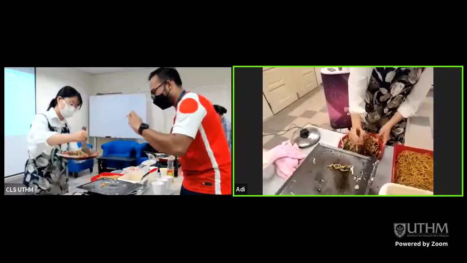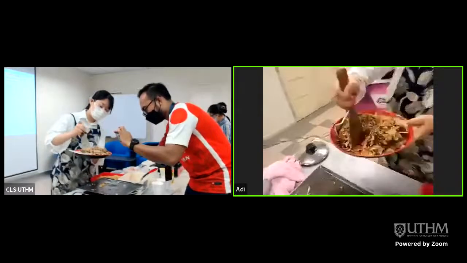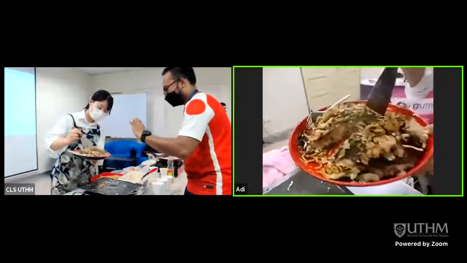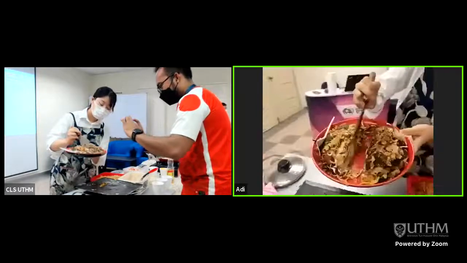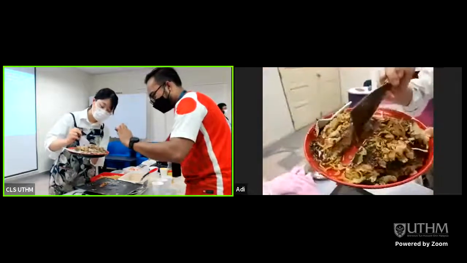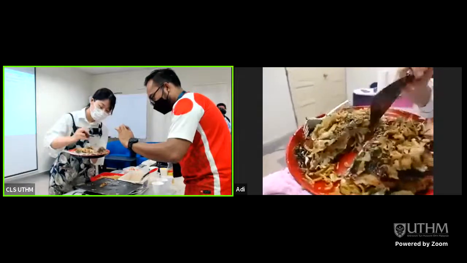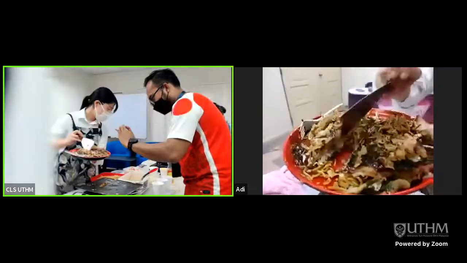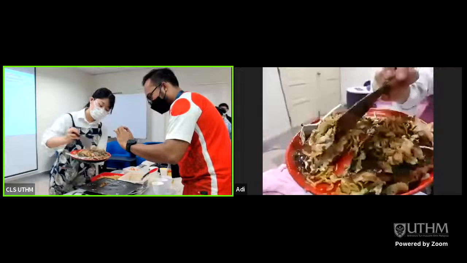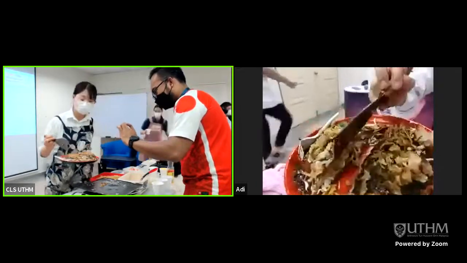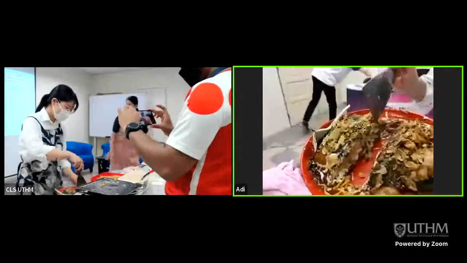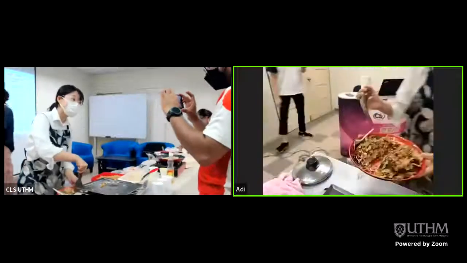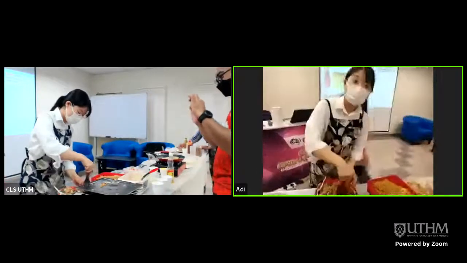Got it? Yeah. Nice. Nice. Egg. This one is egg, and then noodle, cabbage. This one is chicken, and the flour. Smoky, so smoky. Do you want a piece?